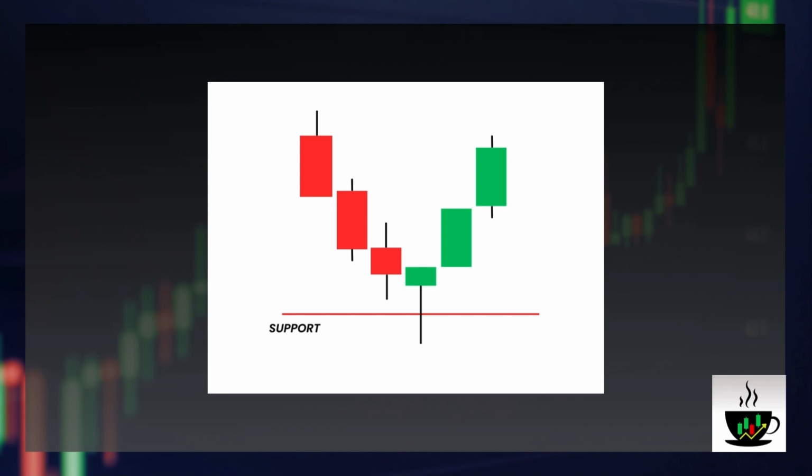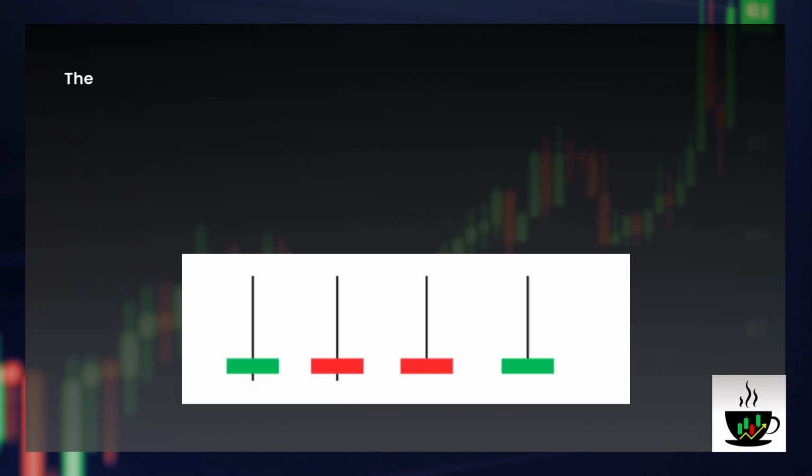However, buyers stepped in, absorbed the selling pressure, and pushed the price back up, causing the candle to close near its high. This behavior reflects a shift in momentum from bearish to bullish, making the hammer a strong bullish reversal signal, especially when found near key support levels and confirmed by bullish candles afterward.